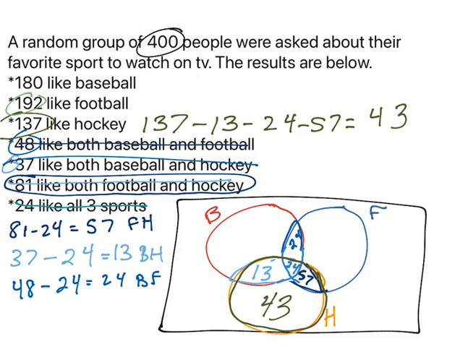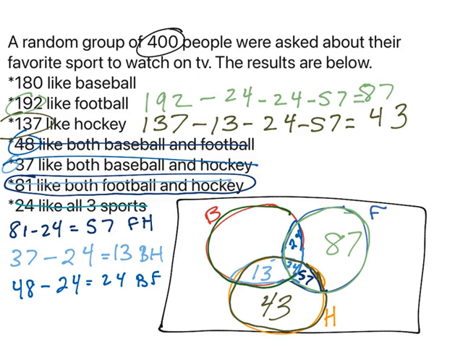Then I go to football. 192 people like football. Here's my football circle. So I've got to take out the ones that also like baseball, the ones that like all three, and the ones that also like hockey, and that leaves me with 87. So 87 people only like to watch football, and then we get to baseball.